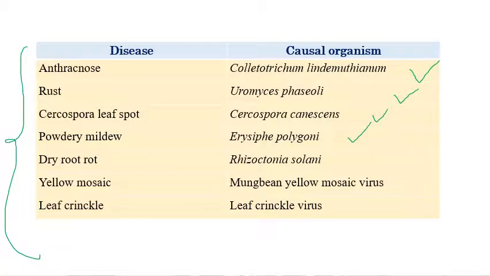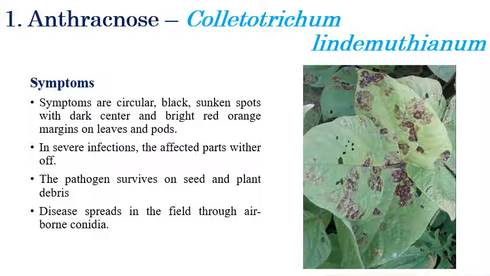Dry root rot, which is caused by Rhizoctonia solani. Yellow mosaic is caused by Mung bean yellow mosaic virus. And leaf crinkle is caused by leaf crinkle virus. Now we will see one by one in detail. The first one is anthracnose. Anthracnose is caused by Colletotrichum lindemuthianum, which is a fungal pathogen.